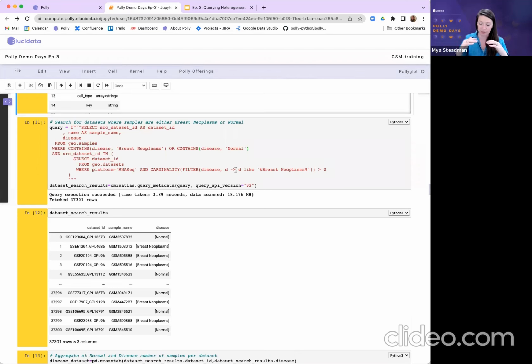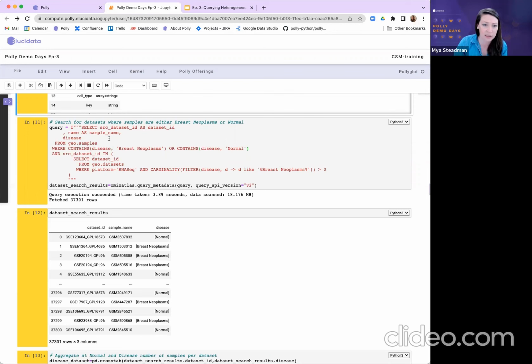Each sample is tagged with a disease. And one of the really cool things that we've done on the Poly platform is intentionally tag those normal samples. So it's not just disease and then a blank, or disease and control, or some other term. We've gone through, and anytime that a sample is a normal tissue sample, it has been tagged as such. So it makes it really easy to look at the sample level, find those results, and narrow down the data sets that would be relevant to you.